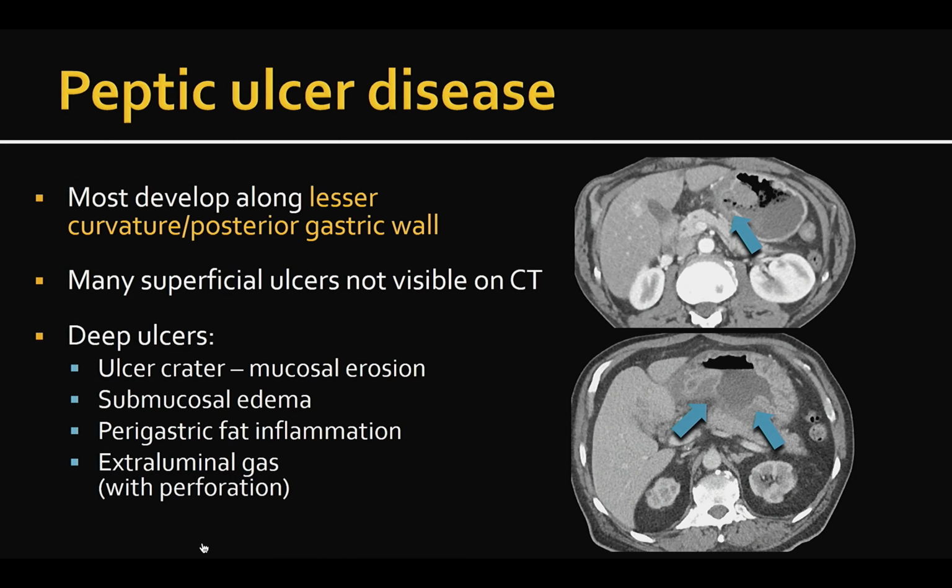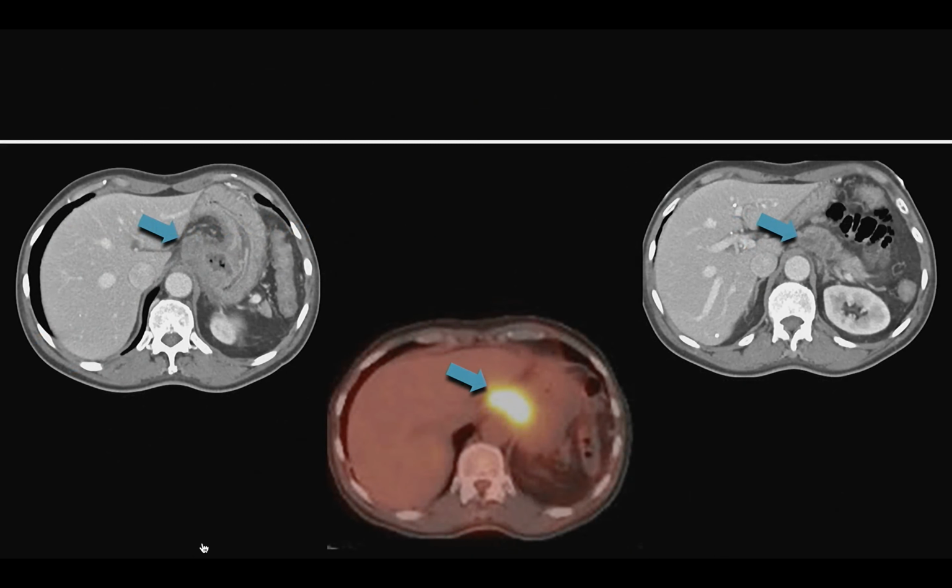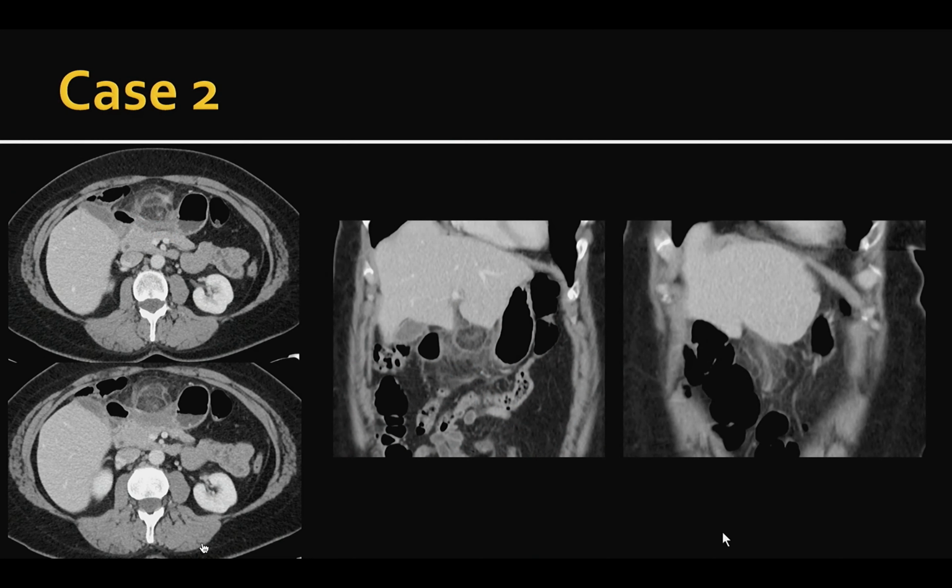The findings when they are deep ulcers are, as these cases demonstrate, an ulcer crater with mucosal erosion, submucosal edema, perigastric fat stranding, and when perforated, extraluminal fluid and gas. It's important to scope patients with a new diagnosis of a peptic ulcer because there is some overlap between benign and malignant gastric ulcers. Here's an example of the latter where a patient similarly has an outpouching from the lesser curvature of the stomach, but also notice the presence of gastrohepatic ligament lymphadenopathy and increased FDG uptake on PET-CT in this ulcerated gastric cancer.